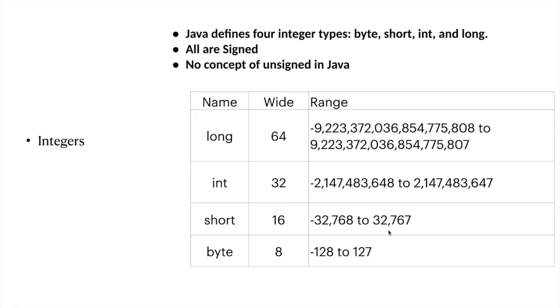And the other integral type is int, which is 32 bits wide. So this can handle numbers from minus 2 billion up to 2 billion, and the long data type is 64 bits wide, and it can handle from minus 9 quintillion to positive 9 quintillion. As you can see, these are very large, big numbers, and these are the integral data types in Java.